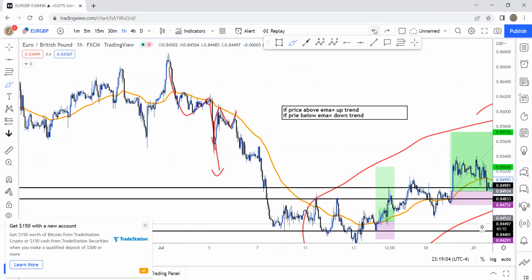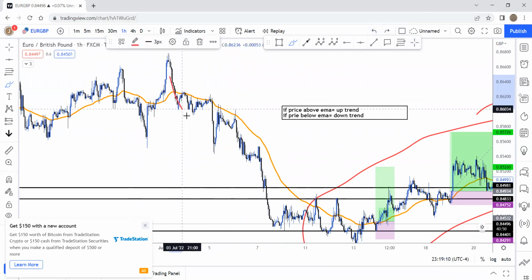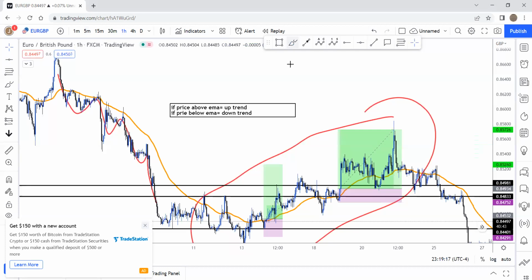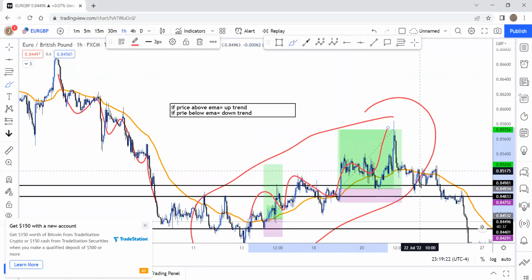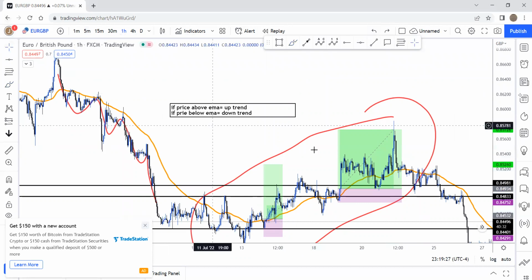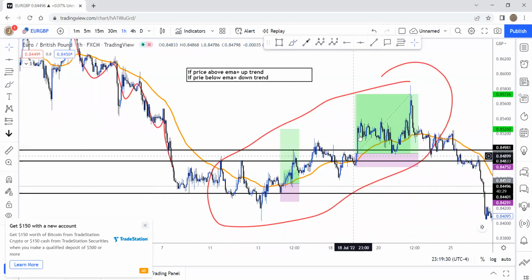Now, as you can see, as price is below the 50 EMA, price is currently in a downtrend. And as price was above the 50 EMA, like this example over here, we say that price was currently in an uptrend. So that is how you help identify the trend. It keeps it very simple. It keeps you in line when it comes to trading. You're not worrying too much about whether we are looking for buys or sells. It kind of helps guide you, right?